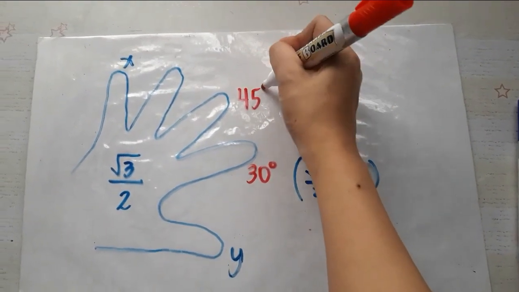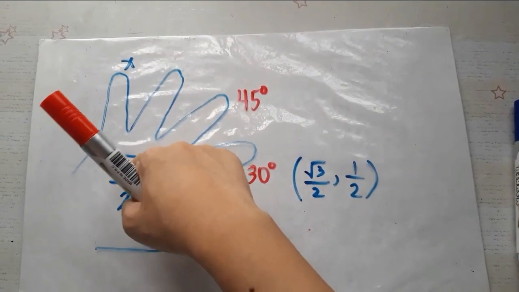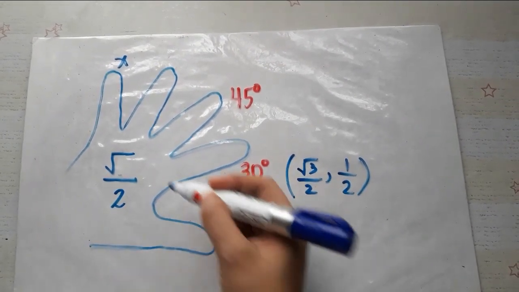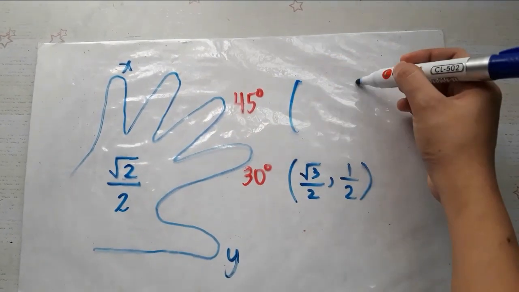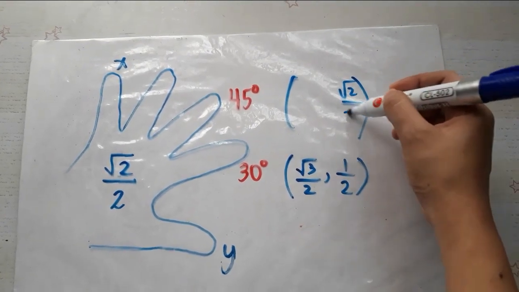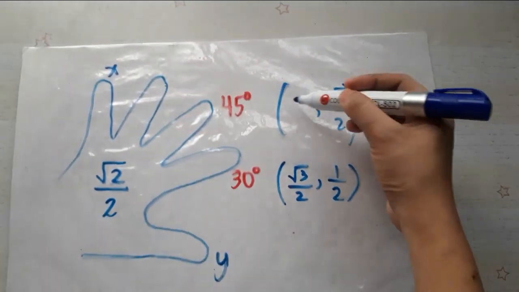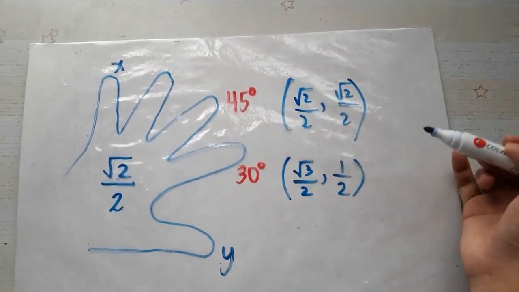Alright, let's proceed with 45 degrees. So for 45 degrees, again, just count the number of fingers left. So we have here 1 and 2. Okay, therefore, the y coordinate is square root of 2 over 2. Up there we have 1 and 2. So again, it's square root of 2 over 2.